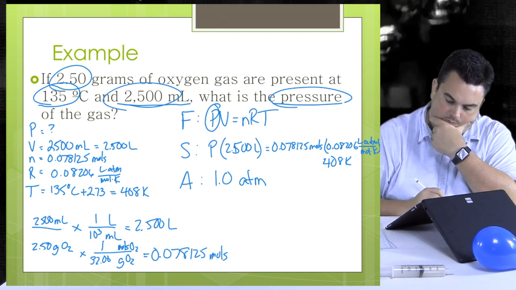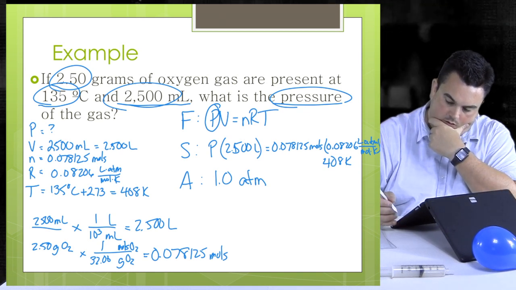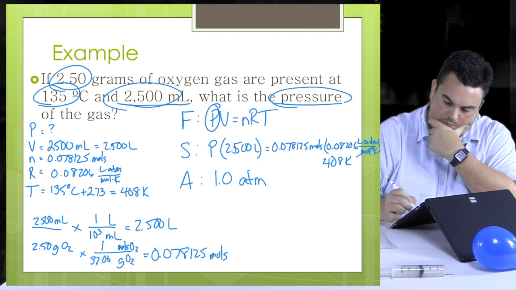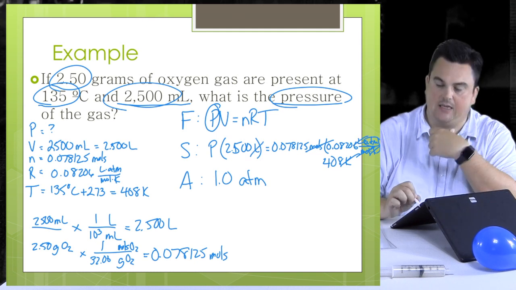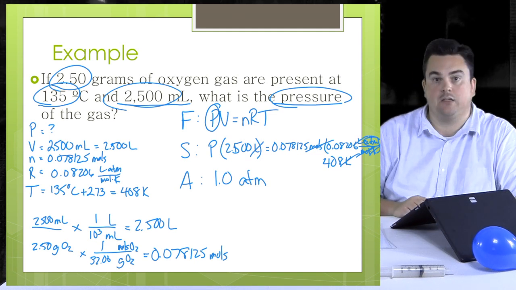Why don't you show the unit cancellation real quick with the gas constant, just so we see what that would look like. Okay, so moles here divided by moles cancels out. Same thing with Kelvin divided by Kelvin. Now I divide both sides by liters. Liters cancels out. That just leaves my gas constant with atmosphere, so that works out nice.